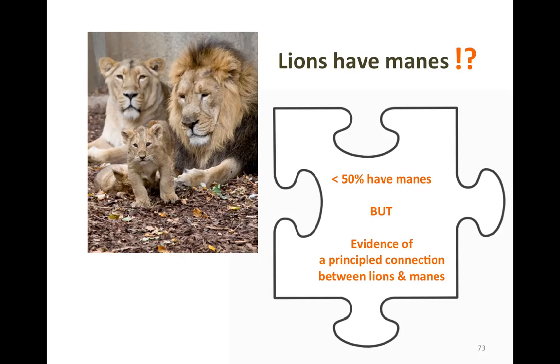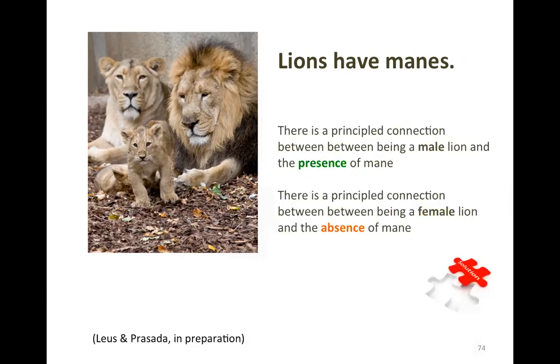It is the wrong kind of solution because it says that having manes is systematically connected only to some subset of lions, and that we don't have any ideas about how manes are connected to other types of lions. That seems to be false, and we want to suggest instead that we do have a principal connection represented between lions and manes, but we think that there's a principal connection between being a male lion and the presence of a mane, and we think that there's a principal connection between being a female lion and the absence of a mane. And we tested this prediction in a set of experiments.